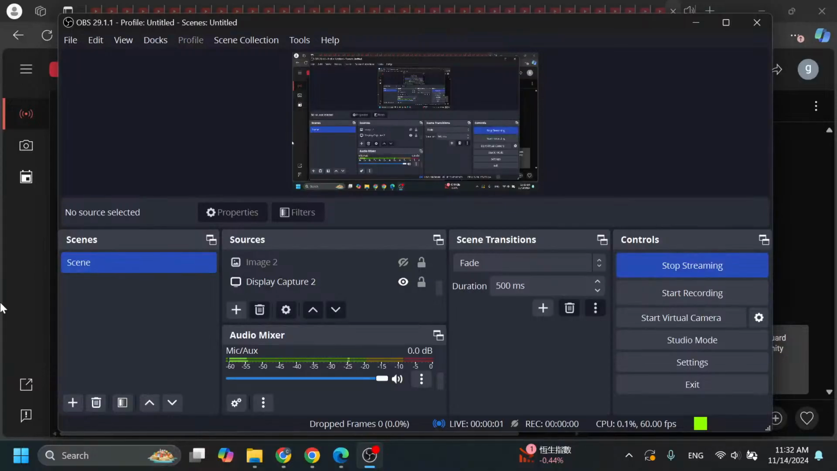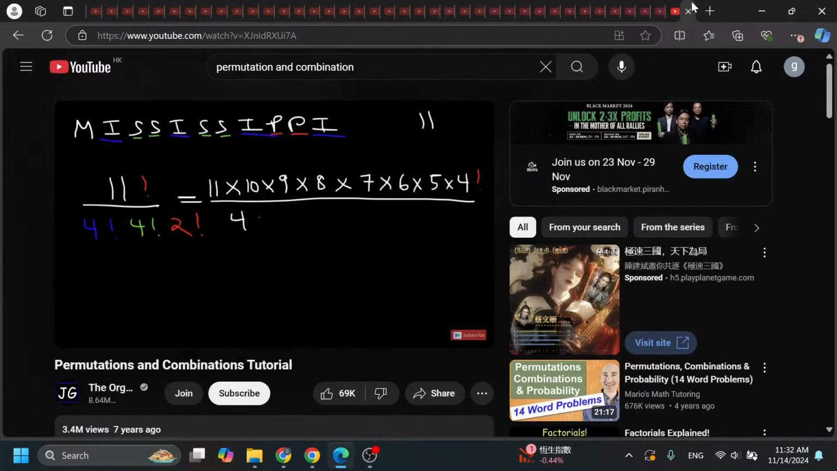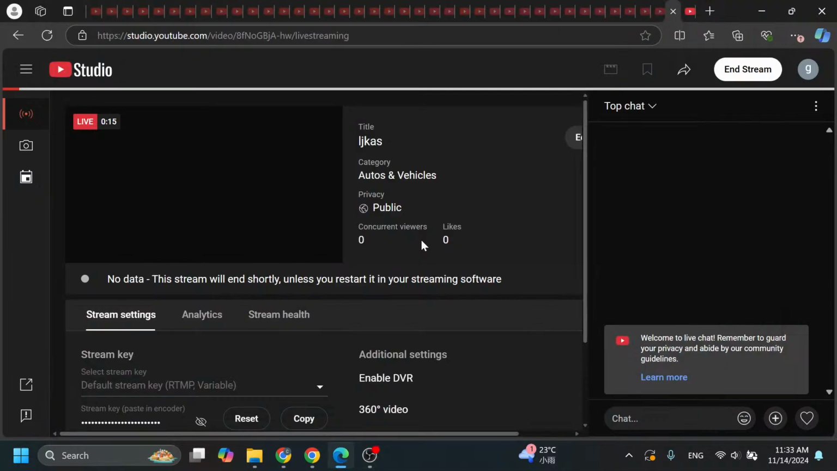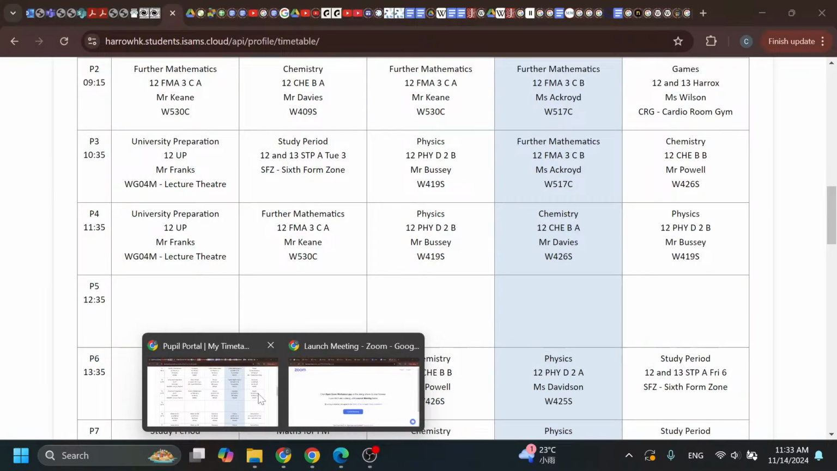Divided by. I'm going to leave the first 4 factorial the same. I'm not going to change it. And the other 4, I'm going to write it as 4 times 3 times 2 times 1. And then 2 factorial, 2 times 1. It's gonna cut off, I know.